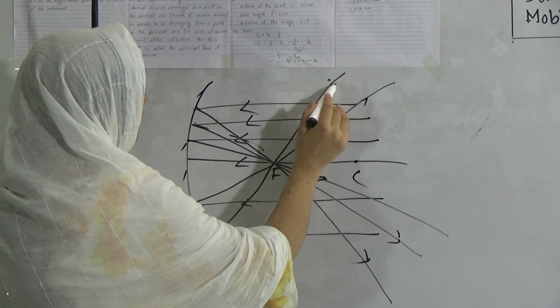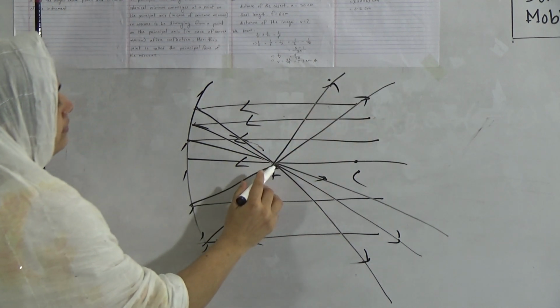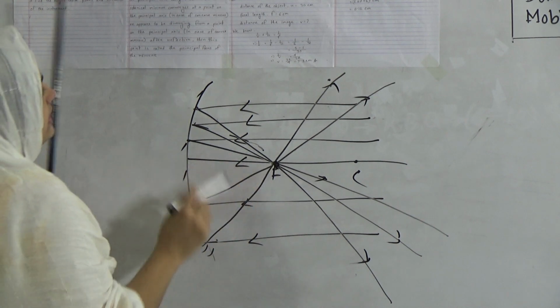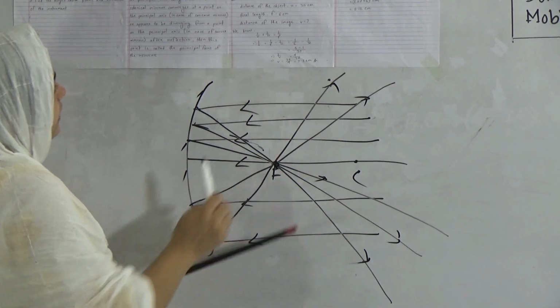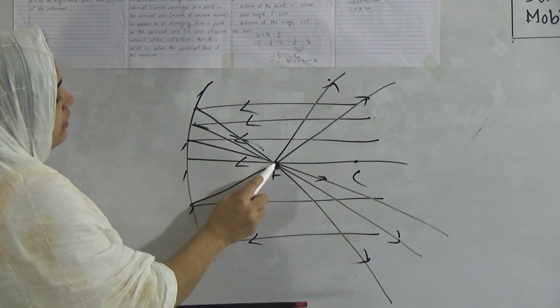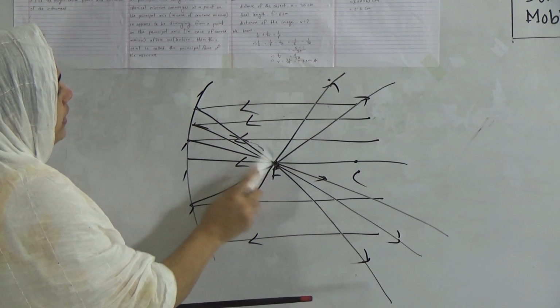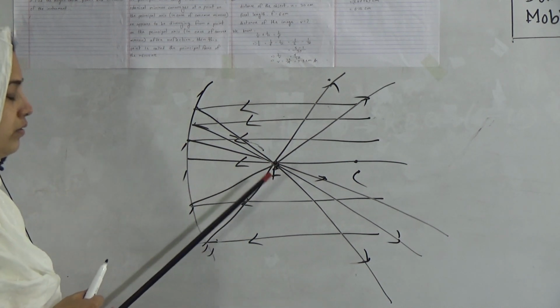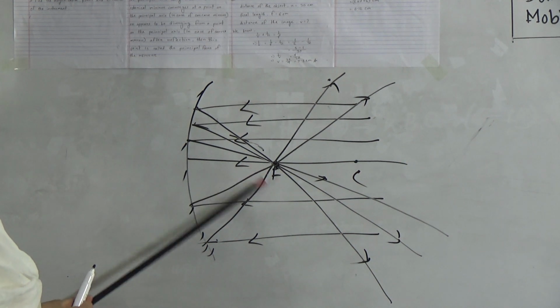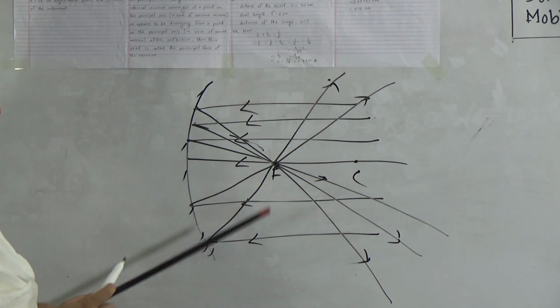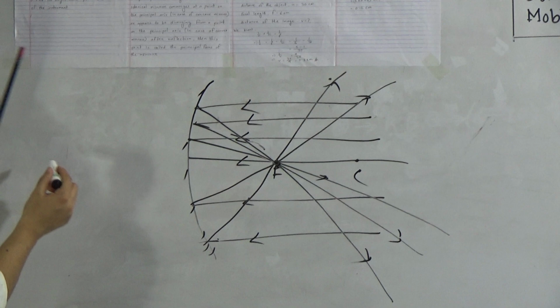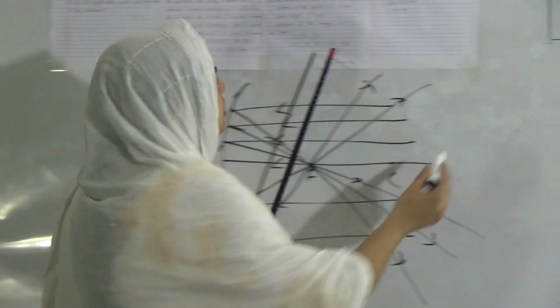Okay, after reflection it will go through the focal point, that means this point F. In the case of a concave mirror, all light rays are converging at this point, the focal point F. So for a concave mirror, F is the principal focus. Now for the convex mirror, I'll show another figure.